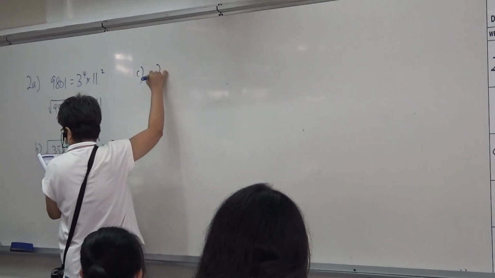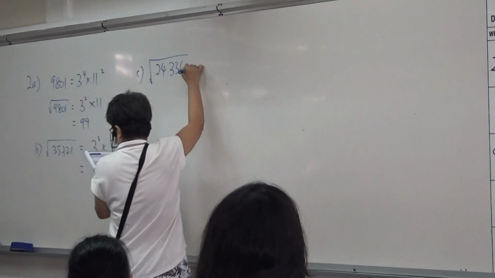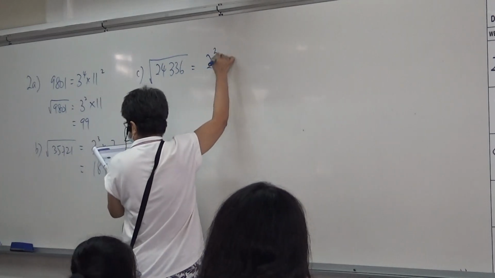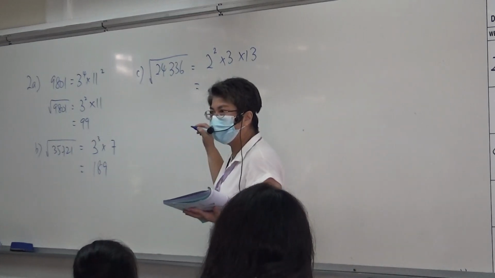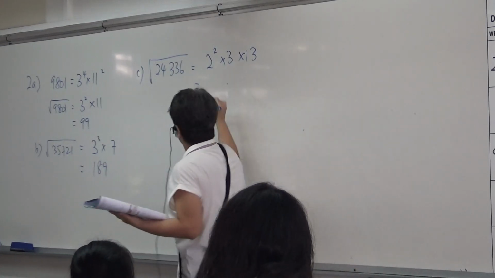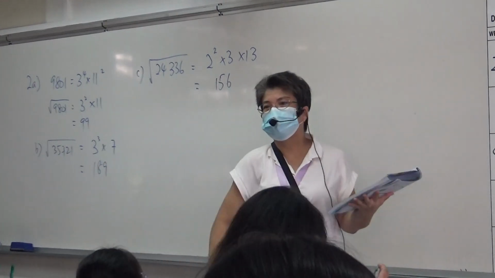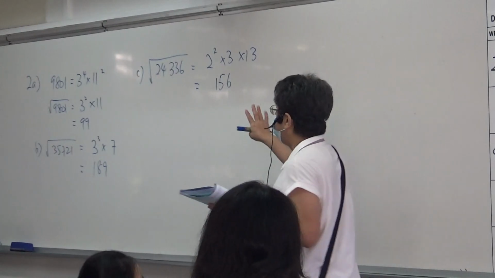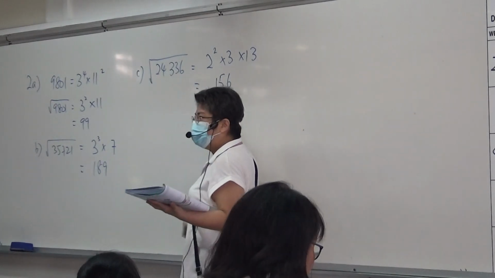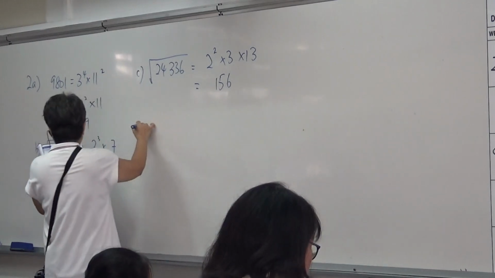Some people asked a question just now. Square root of this will be 2 times 3 times 13. Answer? 156. And let me recap. How do we check the answer? You can use a calculator to check, right? You can either press the square root or you can press 156 squared to see if you get the answer.